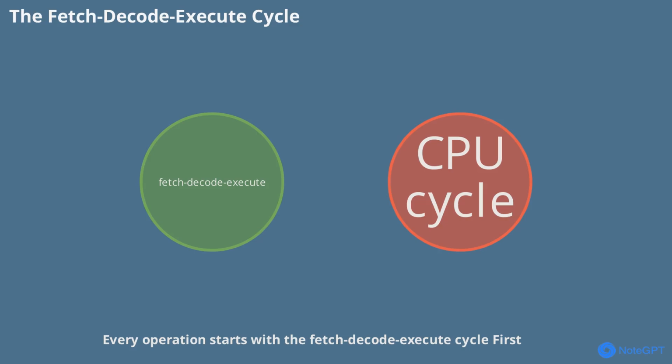Every operation starts with the fetch-decode-execute cycle. First, the CPU fetches an instruction from memory. Next, it decodes what needs to be done. Finally, it executes the instruction. This cycle repeats billions of times per second, powering everything your computer does.